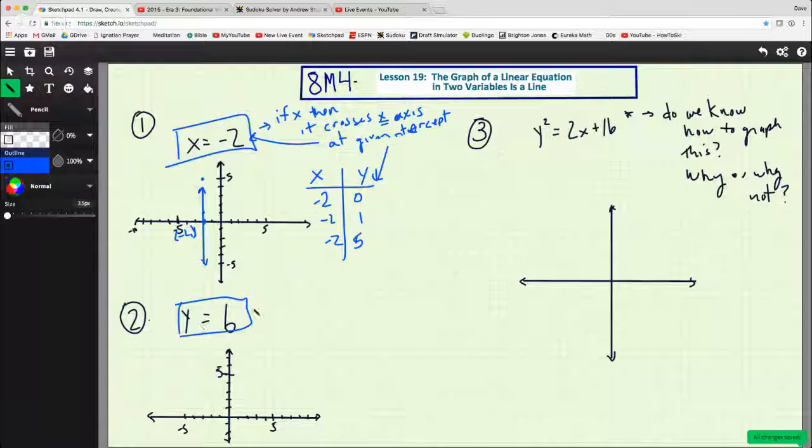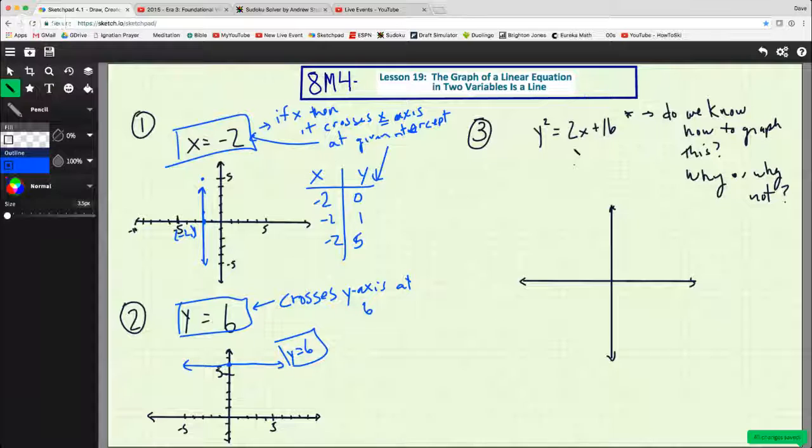And here, if x equals -2 is a vertical line, then y equals 6 is a horizontal line. But how can I know that? I know that it crosses the y-axis at 6. So let's see. Here's my y-axis. I go up to 6, and we cross it. So to cross it, we have to go this way, and that's y equals 6. Okay.